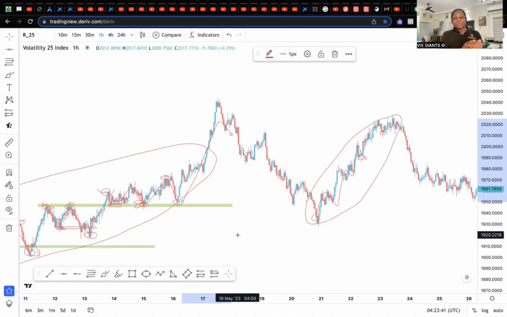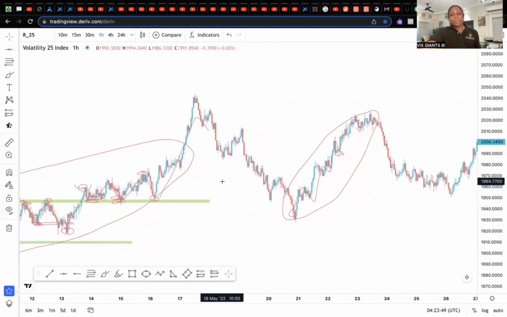So now we're going to look at breaking market structure, because that is very important and we touched on that. Let's look at some live chart examples of when the market actually breaks structure and shifts from an uptrend into a downtrend, or vice versa.